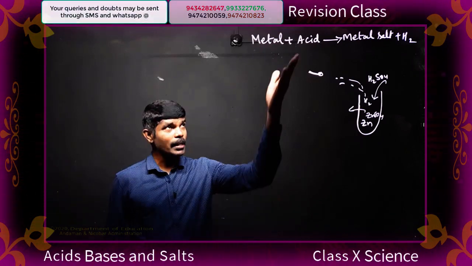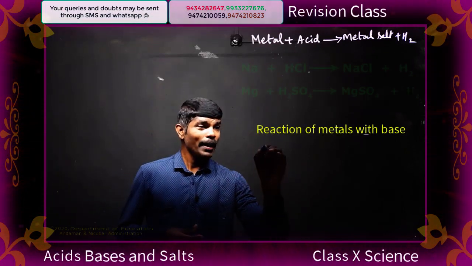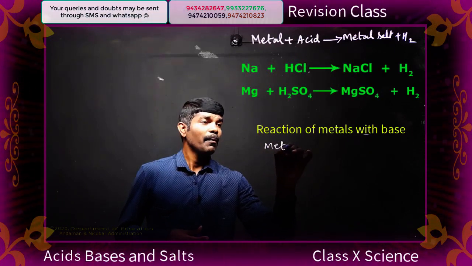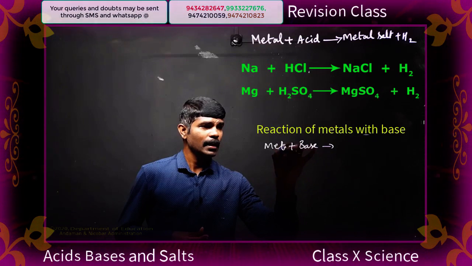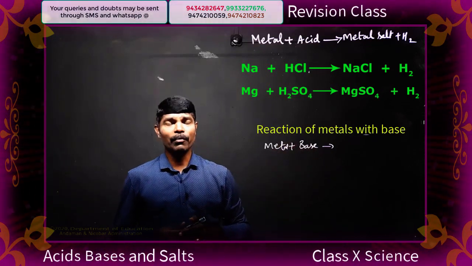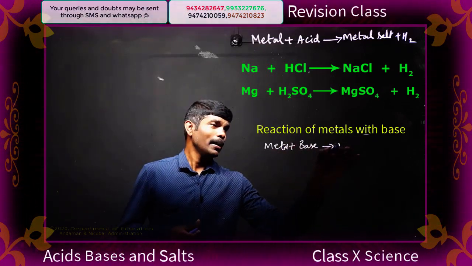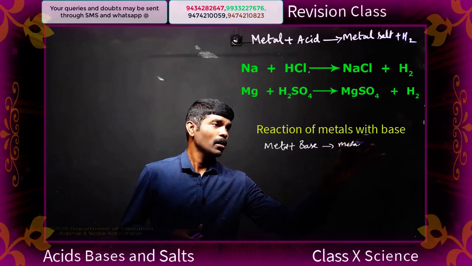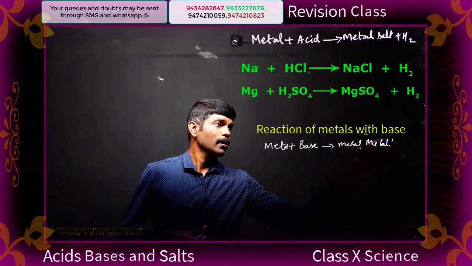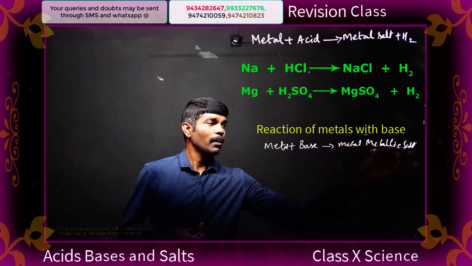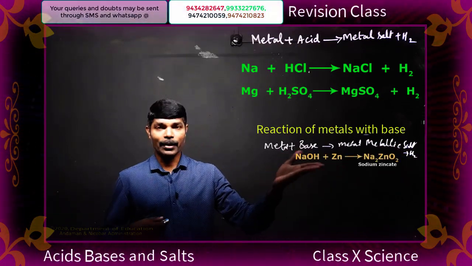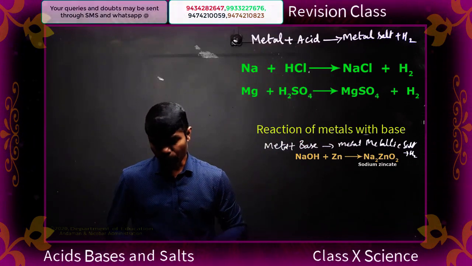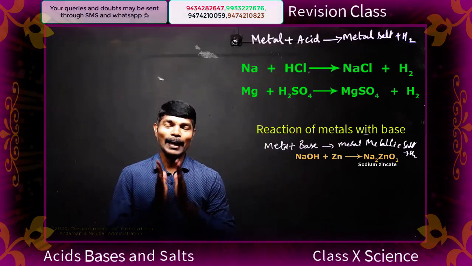Similarly, when metals react with the base, then a metallic salt will be formed, and metallic salt and hydrogen gas will be produced. Now you can see this chemical equation, right? So this is one of the most important chemical properties of acids and bases.